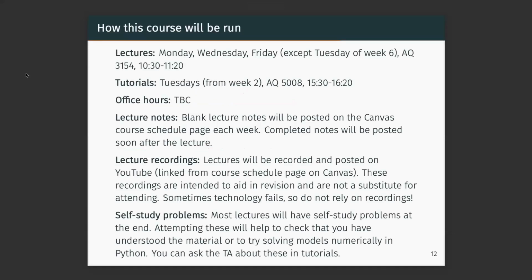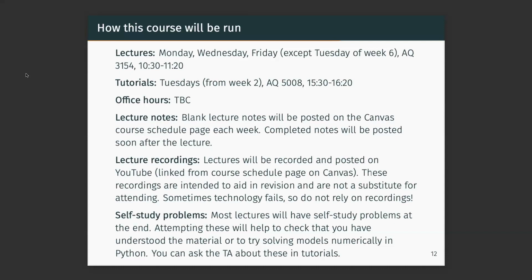All of this information is on Canvas. I've put it here as well. Please have a look at the syllabus pages and everything there. I've tried to put all of this into this PDF as well, which will be on the course schedule page, so you've got one single place to refer to the key details, but there's more detail online.